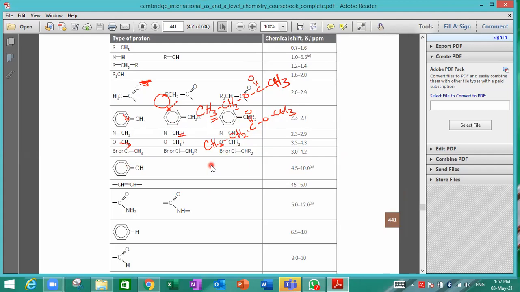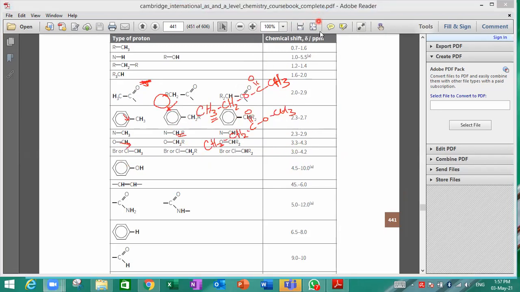Miss, the 3.3 to 4.3, just this one? Yes, excellent. So here we have the CH2 bonded to an oxygen and to an R group, to a carbon from the other side. It would appear in this range, and that's what we got. And this means that our compound is the first one, not the second.